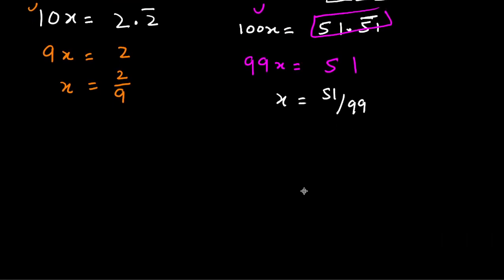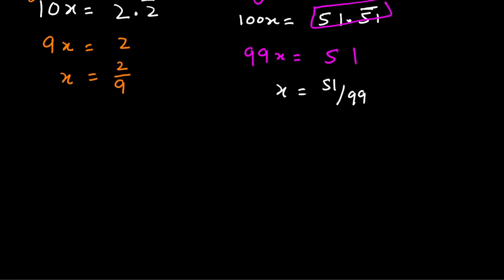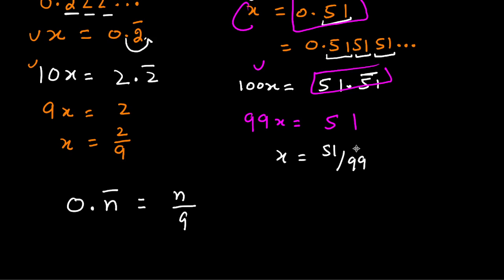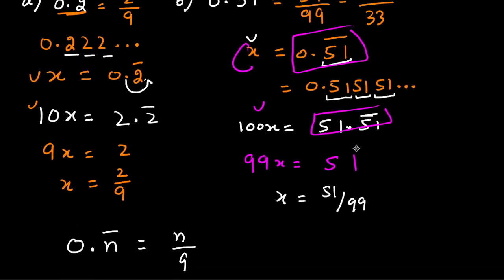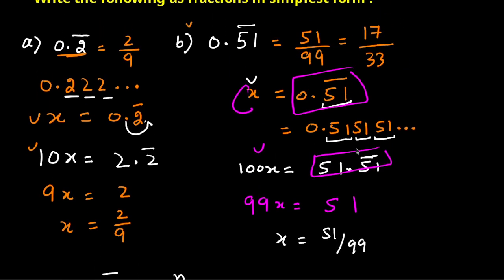Can you predict a general formula from these two examples? For example, if a number 0.n bar is repeating, how can I convert it into a fraction? If n is a single-digit number, it will be n over 9. If n is 2 digits, then I will divide by 99. And if the repeating block n is 3 digits, then I will divide by 999. So this is a common way to convert these numbers into fractional form.